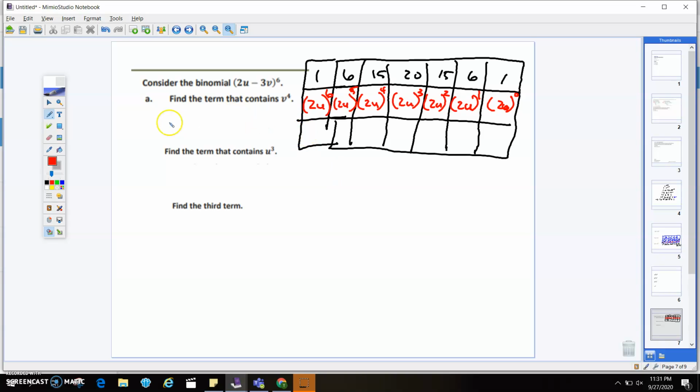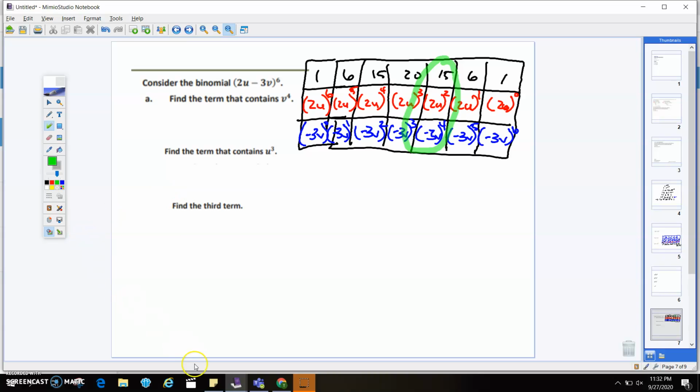Okay, and then we want to go to v. So I've got negative 3v to the 0 power, to the first, to the second, to the third, to the fourth, to the fifth, to the sixth. Okay. So I said find the term that contains v to the fourth. So instead of multiplying all this mess out, all I'm going to look for is that v to the fourth column. So this guy right here.